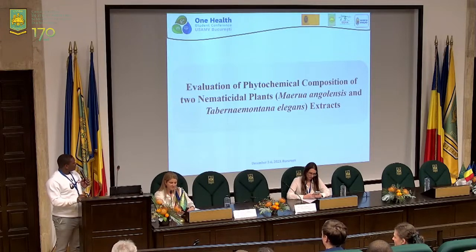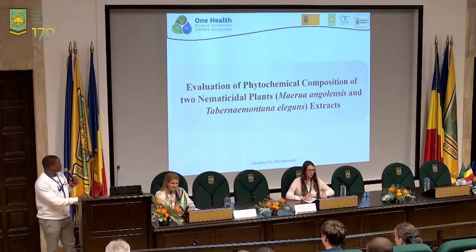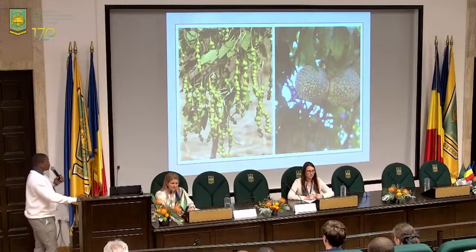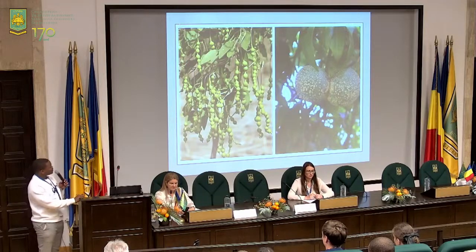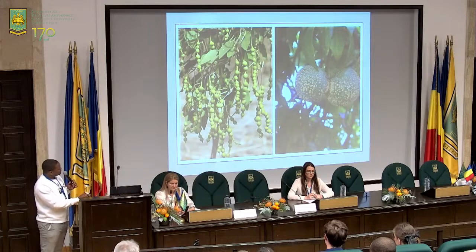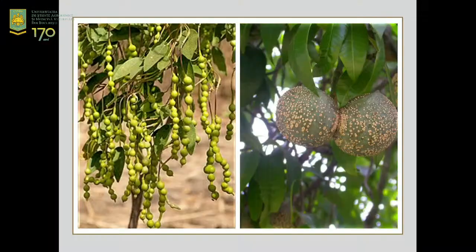Today, actually, I will be presenting on the phytochemical composition of two nematicidal plant extracts. These are two nematicidal plants that are found in South Africa. We have Tabernaemontana elegans, and the other one is Maerua angolensis. The one with the round or oval shape is the Tabernaemontana.